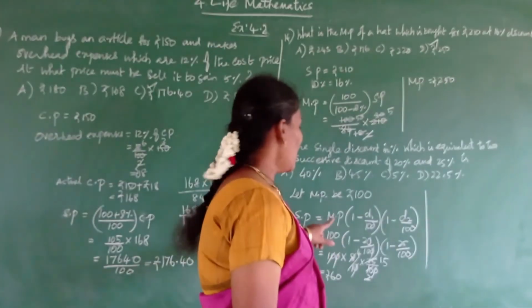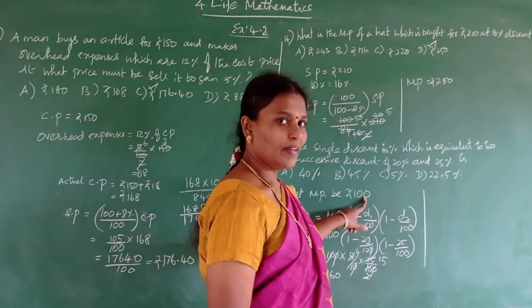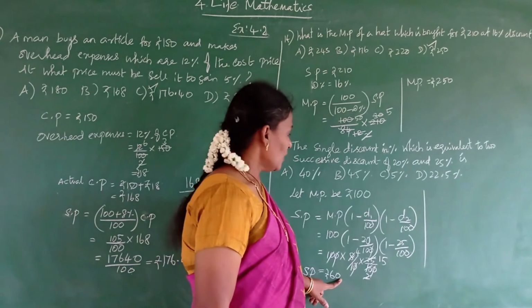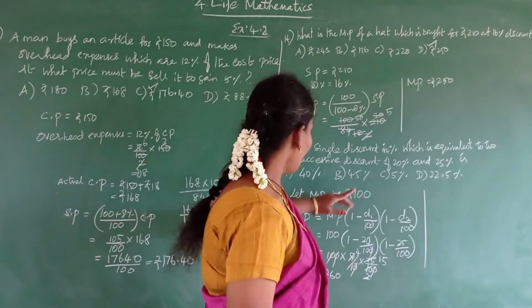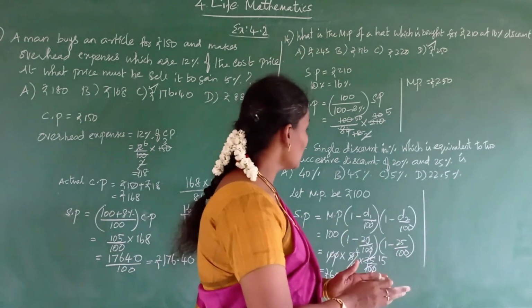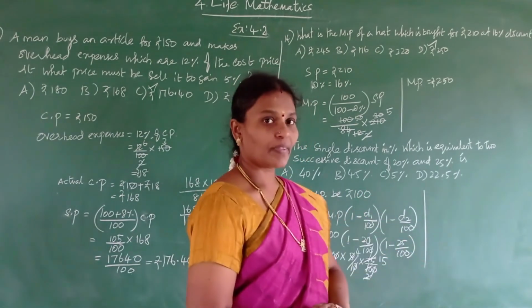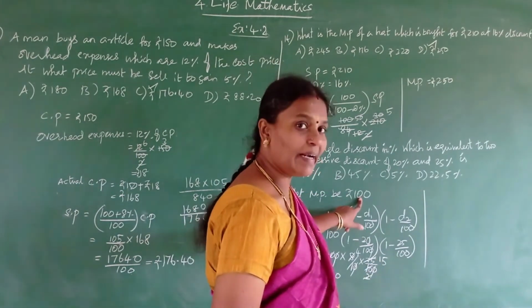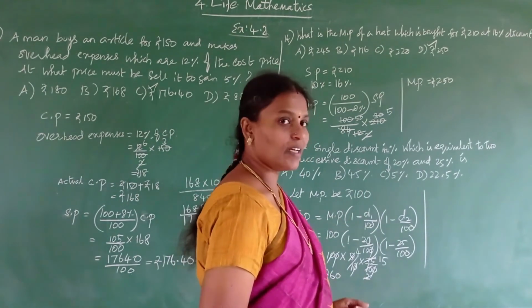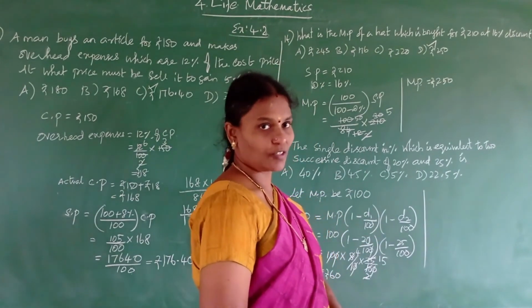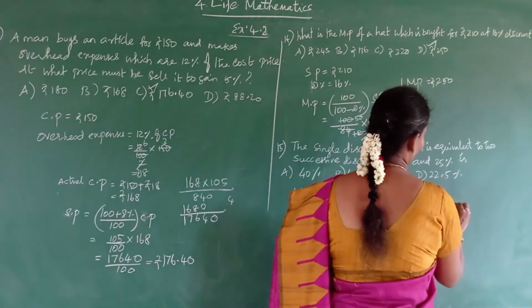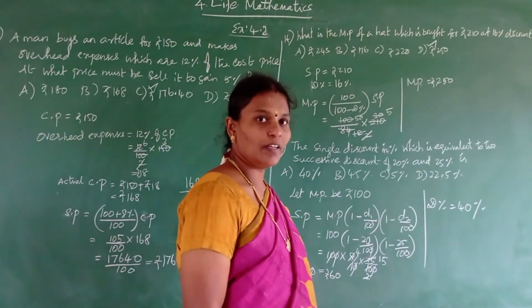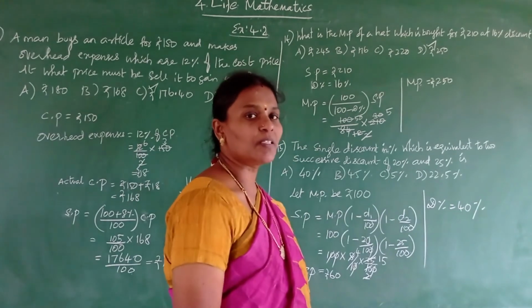See, market price is rupees 100. So selling price is here rupees 60. So market price 100, selling price 60, how much is the discount here? Because here I calculated MP as 100, so here the SP is 60. So 40% is the discount. 100 minus 60 is 40. So the discount percentage is 40%.